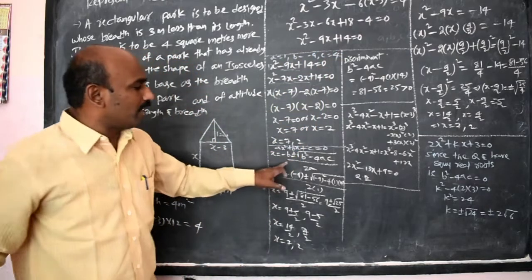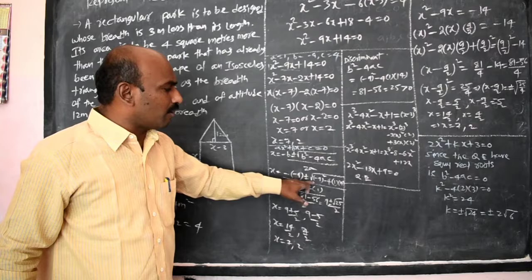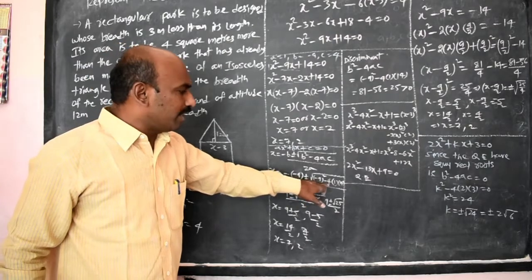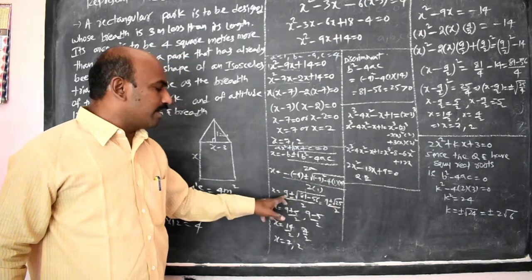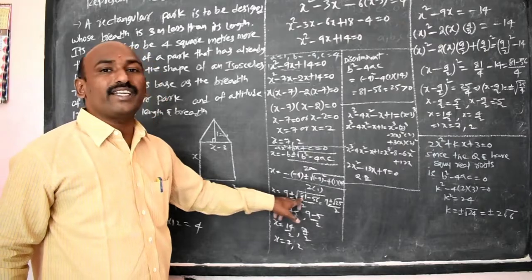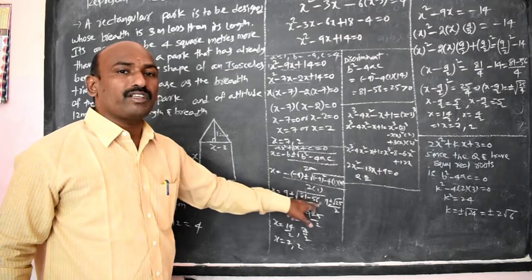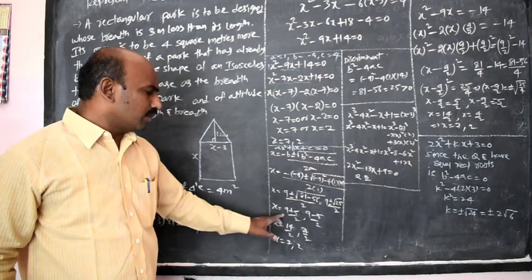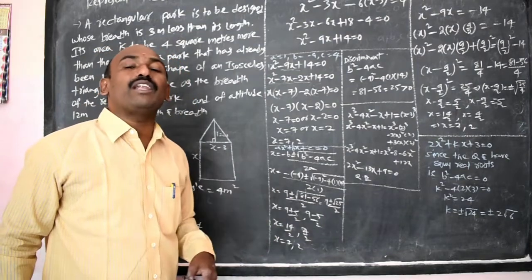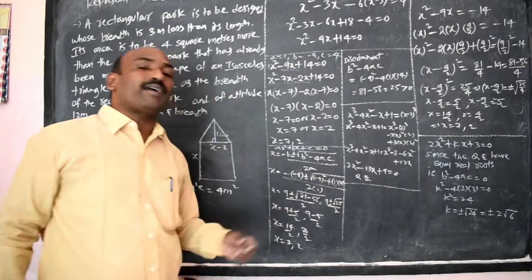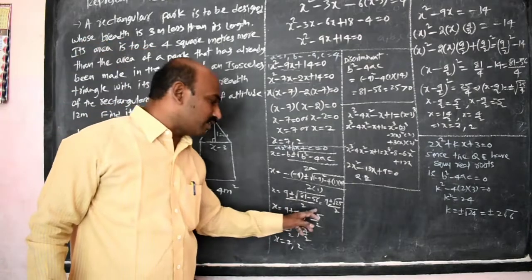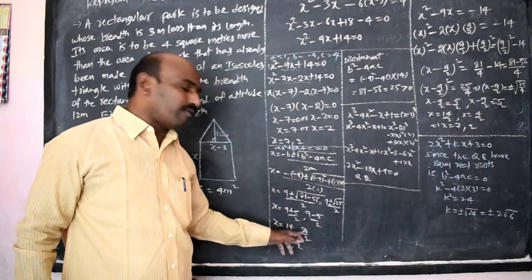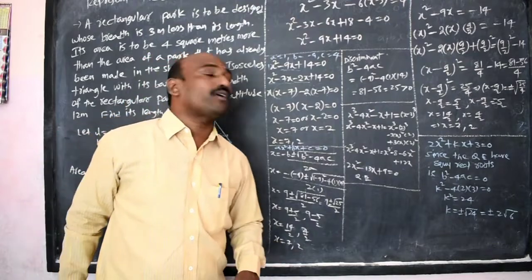Substitute in this formula: minus of minus 9 plus or minus root of minus 9 square minus 4 into 1 into 14, by 2. Then you get 9 plus or minus root 81 minus 56, by 2, which is 9 plus or minus root 25 by 2. Root 25 is 5. Then we take 9 plus 5 by 2 and 9 minus 5 by 2, which is 14 by 2 and 4 by 2. Then you will get 7, 2 as the two roots.